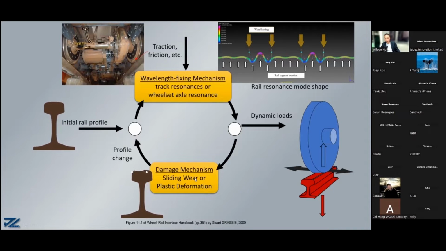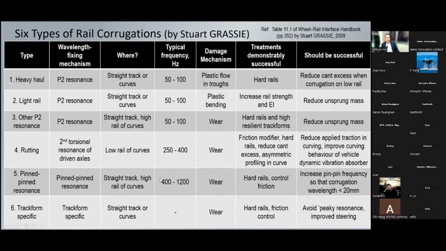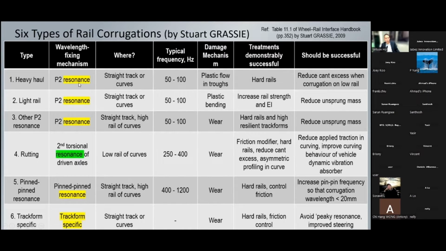The second mechanism is the damage mechanism. It is either sliding wear that just wears out the material, or plastic deformation. In this seminar, we talk mostly about the sliding wear. So during the sliding, some material is removed. This is a summary of the six types of corrugations. The wavelength fixation mechanism relates to resonances: P2 resonance, second torsional resonance of the driven axle, pin-pin resonance, or platform specific.